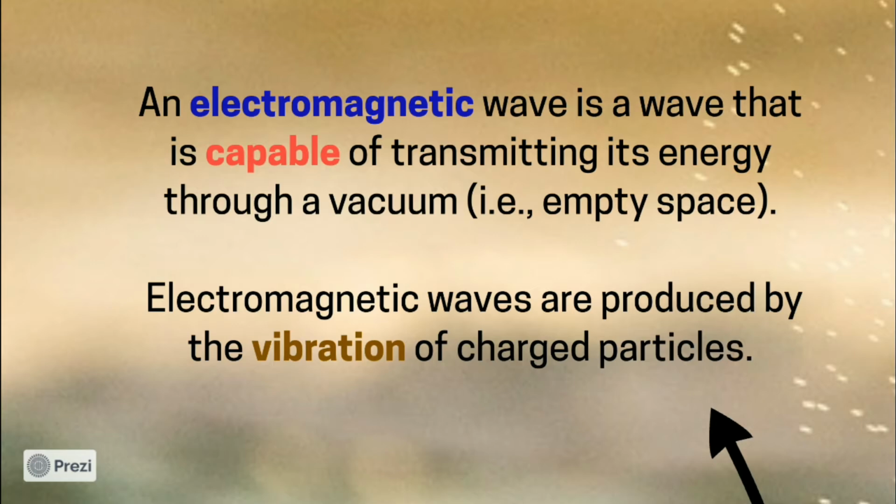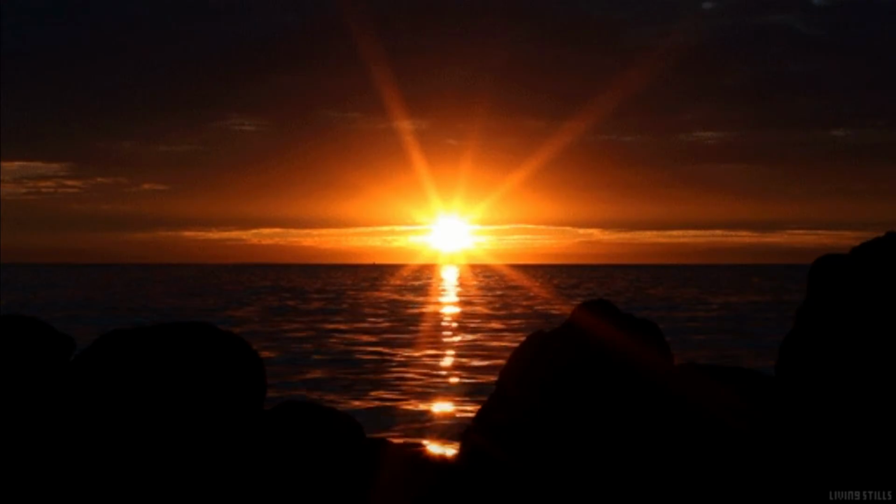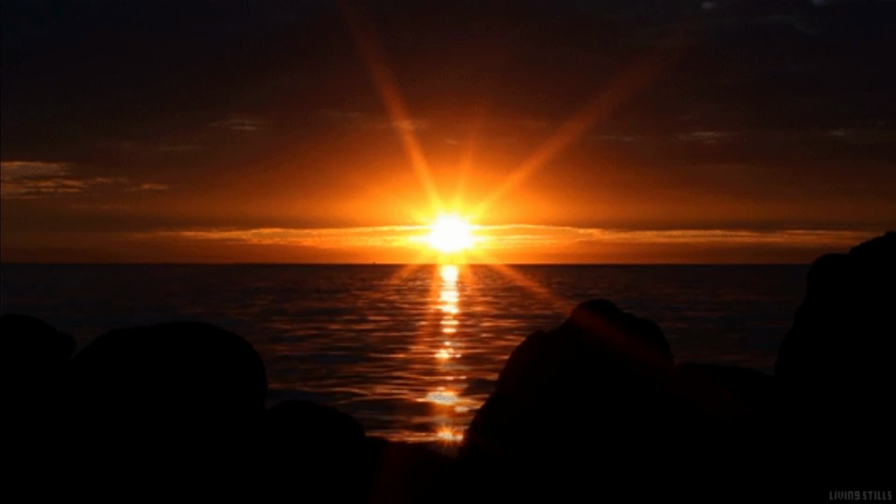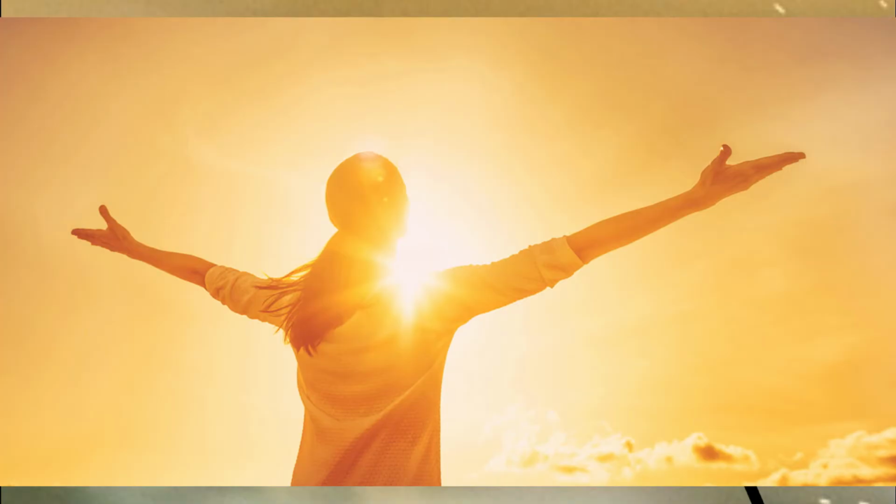Electromagnetic waves are produced by the vibration of charged particles. An example of electromagnetic waves are the waves produced by the sun that subsequently travel to Earth through a vacuum or outer space. The ability of electromagnetic waves to travel through a vacuum is one of the factors that life on Earth is possible. So basically, all light waves are examples of electromagnetic waves.